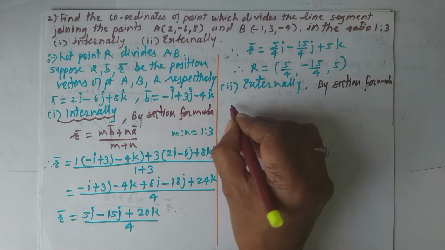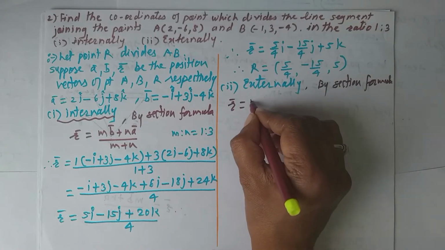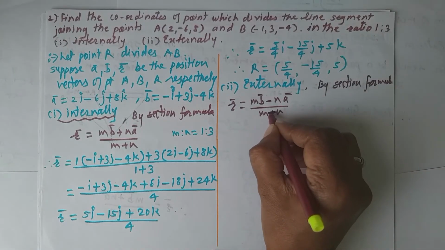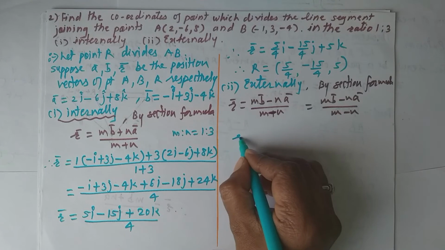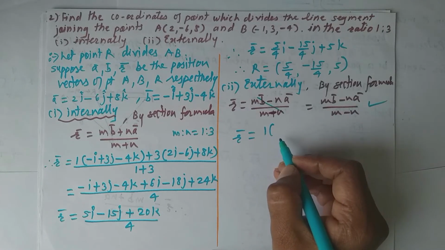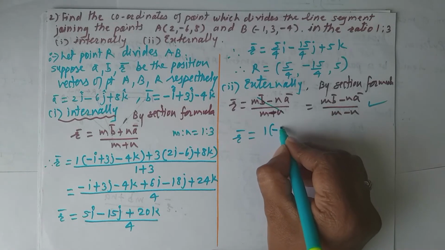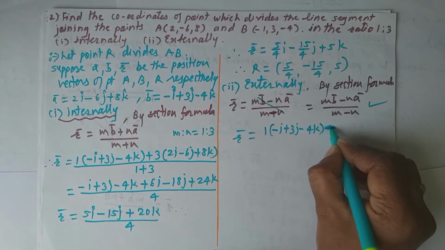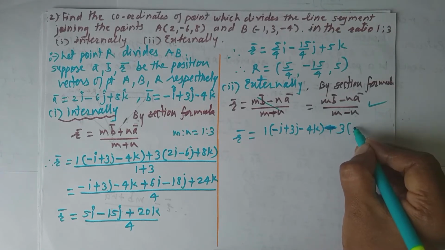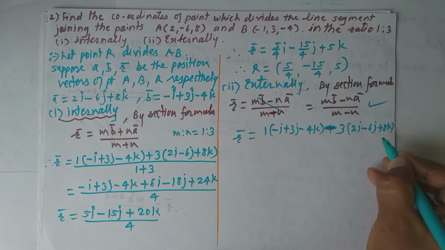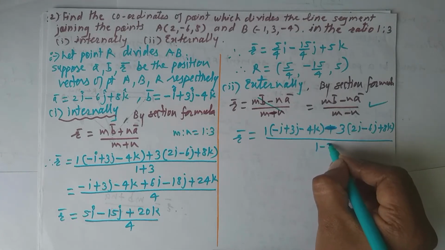What is the section formula for external division? That is (m B bar minus n A bar) divided by (m minus n). Then R bar is equal to, the value of m is 1. And the value of B bar here is minus i plus 3j minus 4k, minus 3, n is 3, (2i minus 6j plus 8k), divided by 1 minus 3.